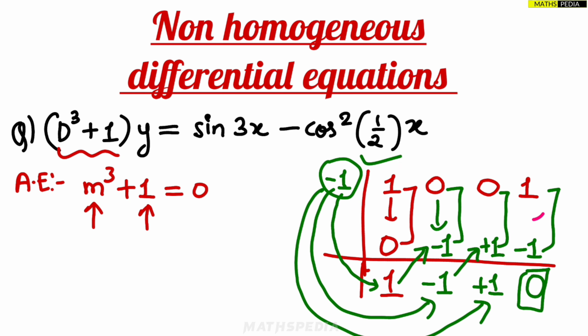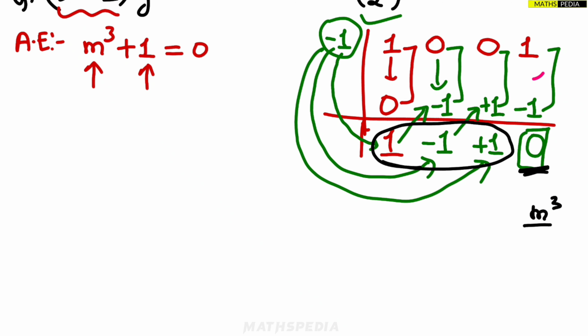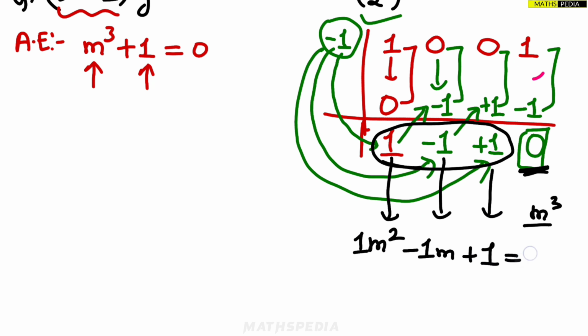And from this, what are you trying to get? The equation. Since it is 0, observe this part: 1, minus 1 and 1. These are the coefficients for the quadratic equation. We wrote m power 3 for the cubic equation, right? Now reduce one power, it is m square. So this 1 is the coefficient for m square, 1 m square, this will be minus 1 m, and this will be plus 1 equal to 0. Done. This is very important: reduce the power by 1 and write that equation.